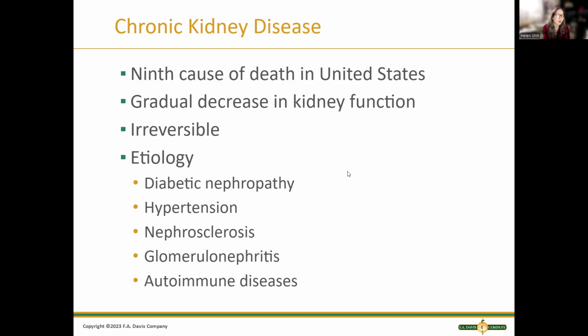And so if you have chronic kidney disease and your GFR is at 30, we will never be able to bring it back above 30 ever again. We would not be able to do anything to the kidney to cause the GFR to go back up to 50. And so this is an irreversible disease process. The etiology or the cause of it is generally diabetic nephropathy and uncontrolled hypertension, as well as nephrosclerosis, glomerulonephritis, as well as immune diseases in which the body attacks the kidneys themselves.